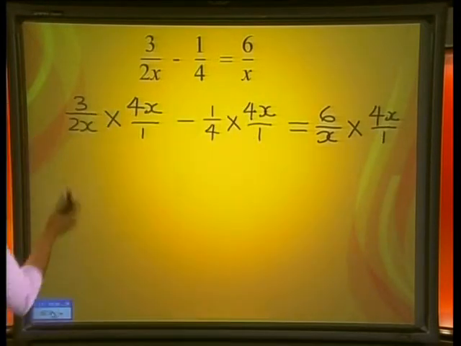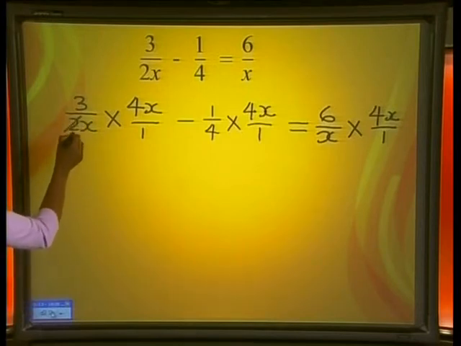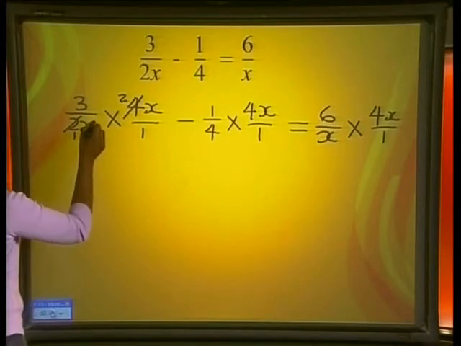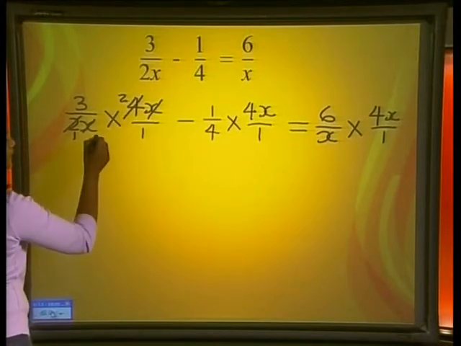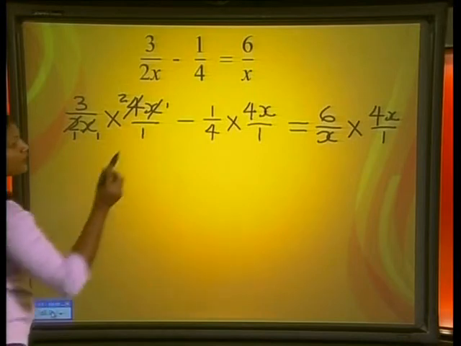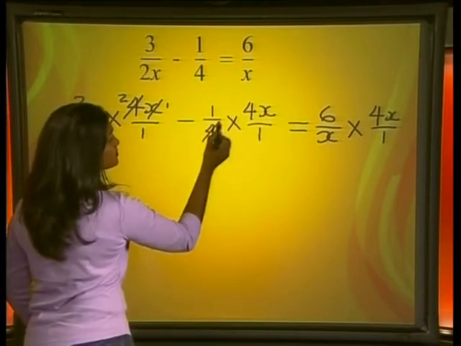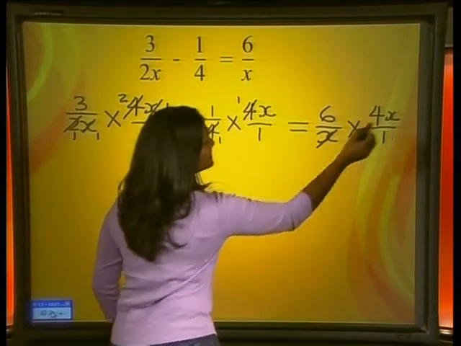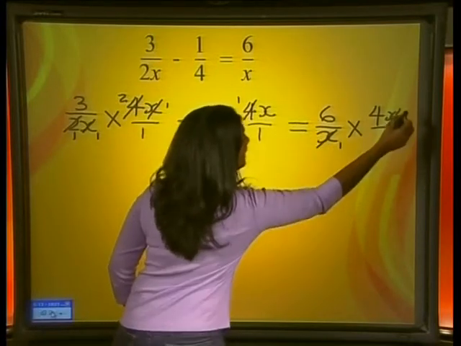Now, we need to cancel out terms. 2 goes into 2 once. 4 divides by 2 twice. The x's divide into each other once. 4 goes into 4 once. 4 goes into 4 once. Here, the x's divide into each other and we end up with 1.